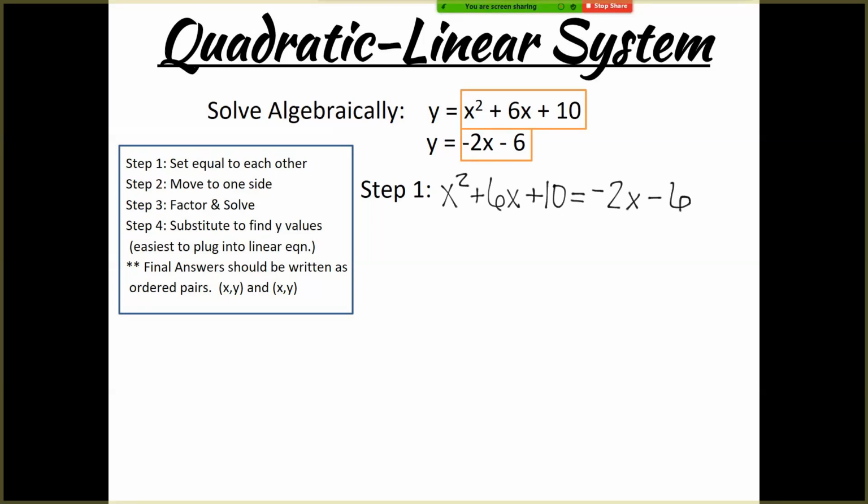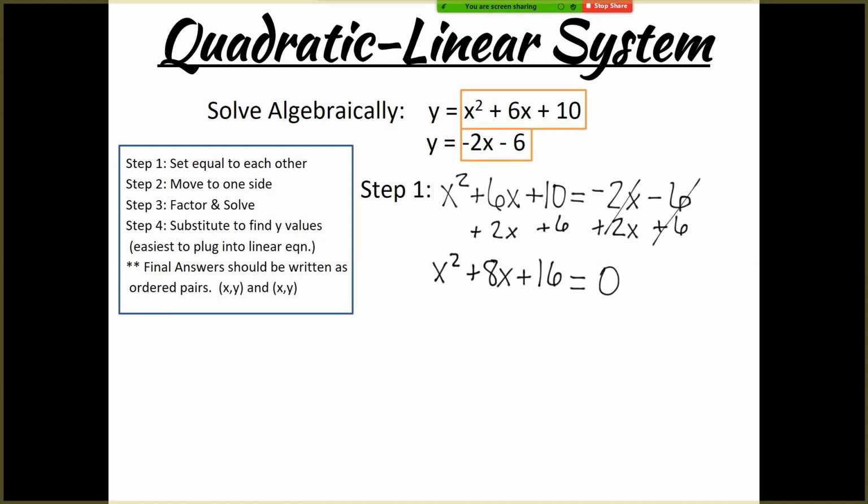So hopefully for step number 1, you wrote x squared plus 6x plus 10 equals negative 2x minus 6. If you flipped it and you have the negative 2x minus 6 on the left and the x squared plus 6x plus 10 on the right, that's fine. It's the same exact thing. For your next step, you want to get 0 on one side, so you're going to add 2x and add 6 to both sides. That's going to give us x squared plus 8x plus 16.